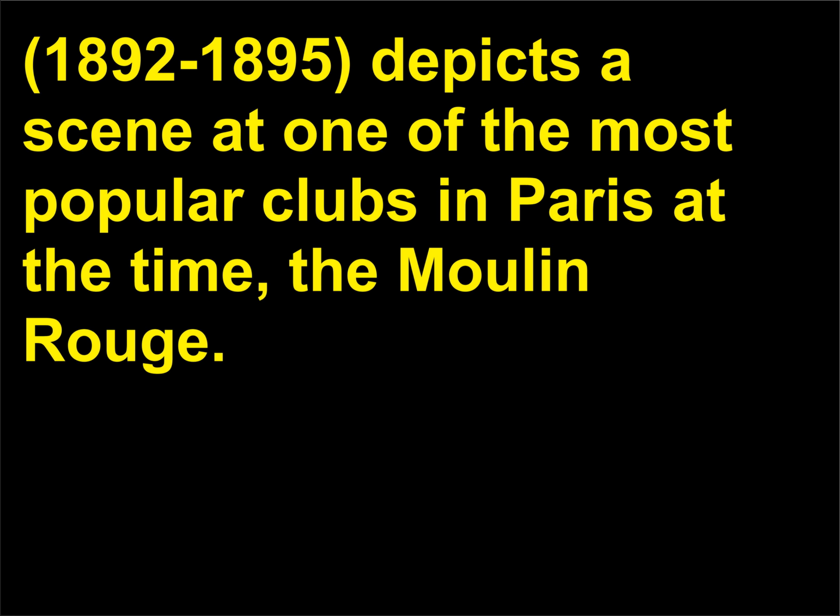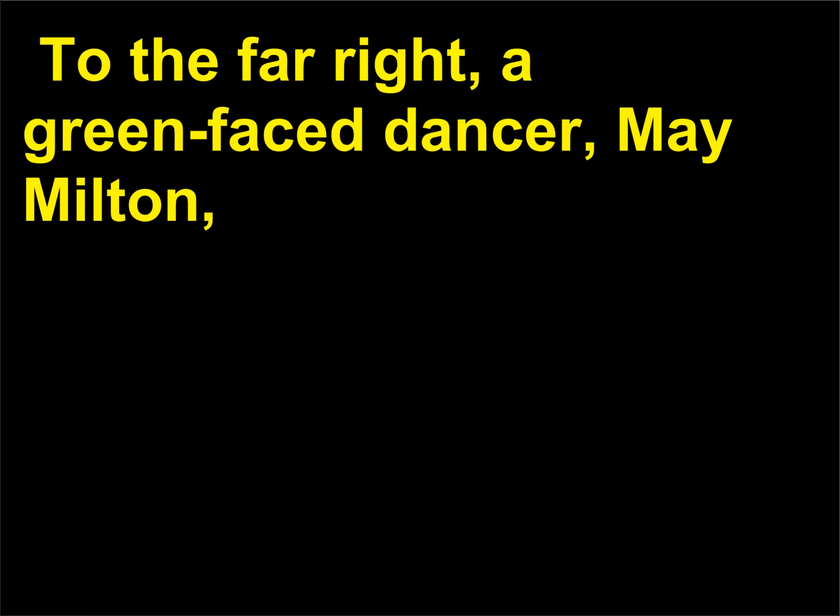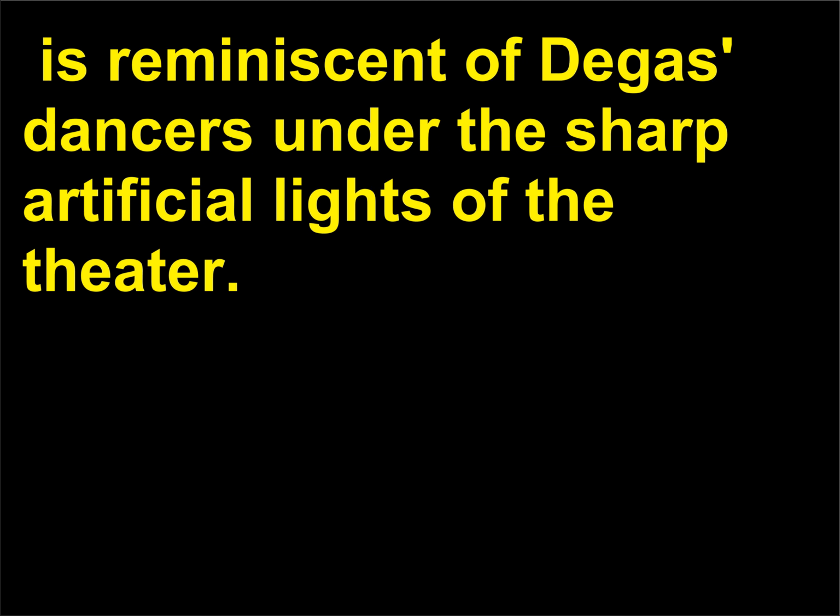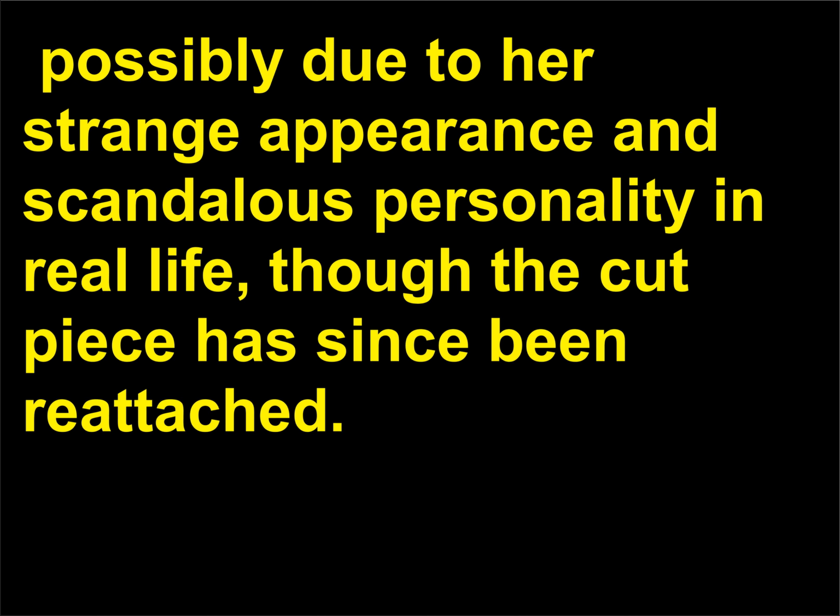His painting, At the Moulin Rouge, 1892 to 1895, depicts a scene at one of the most popular clubs in Paris at the time, the Moulin Rouge. To the far right, a green-faced dancer, May Milton, is reminiscent of Degas' dancers under the sharp artificial lights of the theater. At some point in history, someone cut her out of the picture, possibly due to her strange appearance and scandalous personality in real life, though the cut piece has since been reattached.